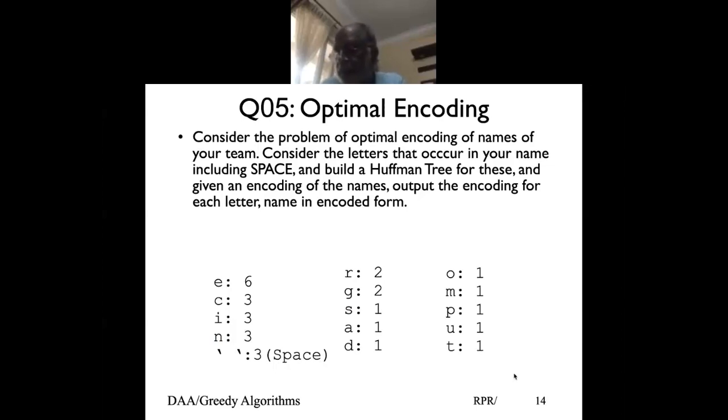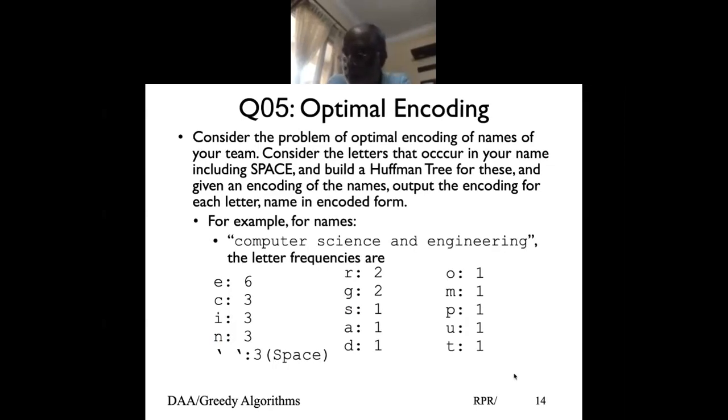So take the names, count the frequency of each letter, and build a Huffman tree. If you look at your name, computer science and engineering, look at each letter. You see E appears 6 times: 1, 2, 3, 4, 5, and 6. E is 6 times. C appears 3 times: 1, 2, and 3. So now you build a frequency table.